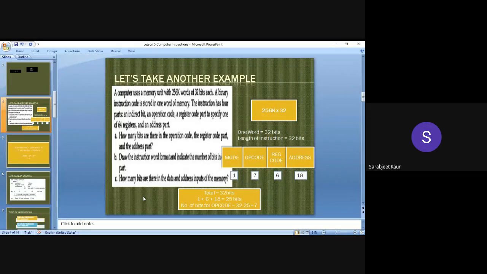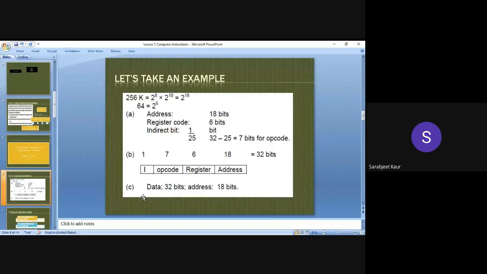We've just found that one word is equal to 32 bits. So it would be 32 bits, right? And what about the address? 18 bits. We just found out 18 bits. Is this clear? Yes, ma'am. So the solution to this example is already worked out on this slide as well.